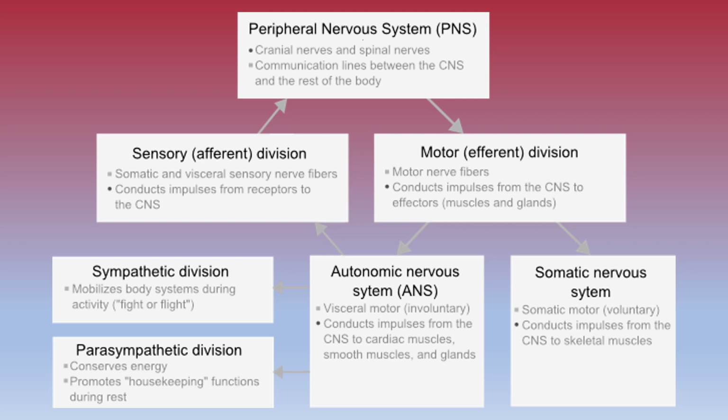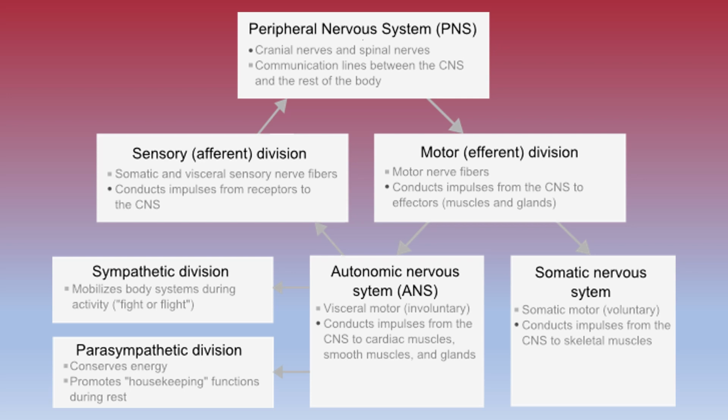The peripheral nervous system is broken down into two divisions, a sensory afferent division and the motor efferent division. The sensory afferent division is somatic and visceral sensory nerve fibers conducting impulses from receptors to the central nervous system. The motor efferent division is motor nerve fibers conducting impulses from the central nervous system to effectors such as muscles and glands. The somatic nervous system is somatic motor voluntary responses conducting impulses from the central nervous system to skeletal muscles.